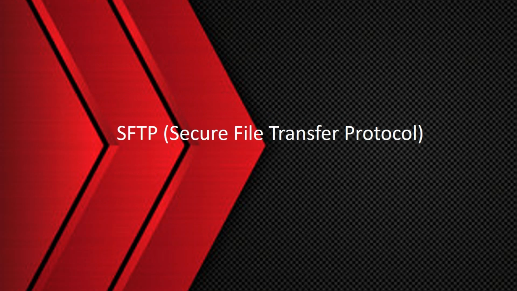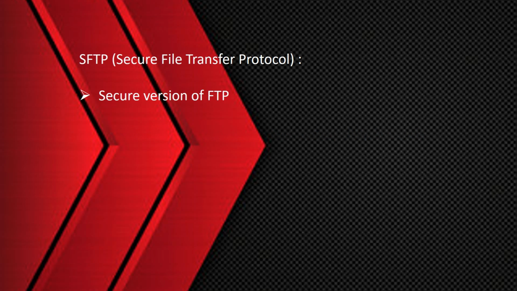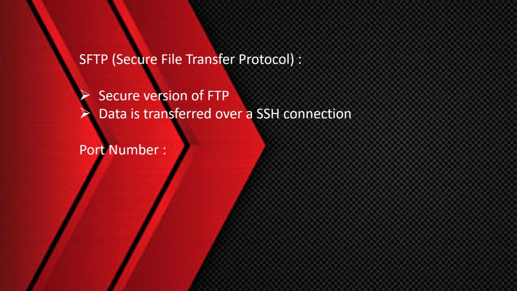Next one is SFTP. As you can tell, it's another file transfer protocol, just that it is secure. It's the secure version of FTP. Simple as that. And data is transferred over an SSH connection. Now, this port number, you've seen this port number before, port 22. That is the exact same port number as SSH. Why?